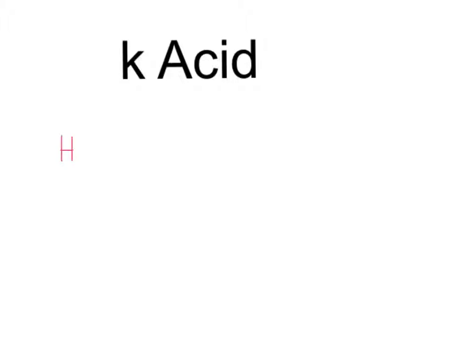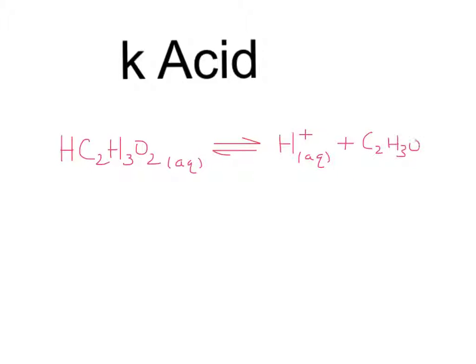A weak acid really is essentially an equilibrium situation. So the formula for acetic acid, HC2H3O2, that means there's an equilibrium position set up where it dissociates into a proton or hydrogen ion and the acetate ion.